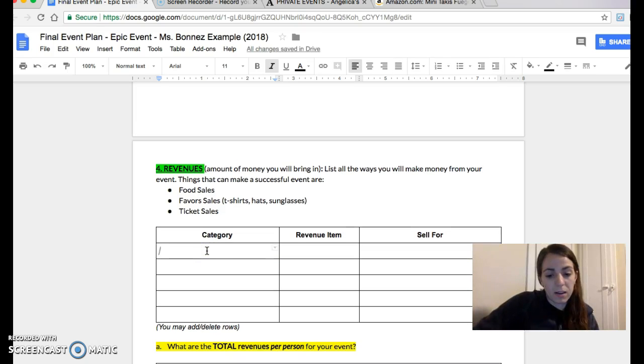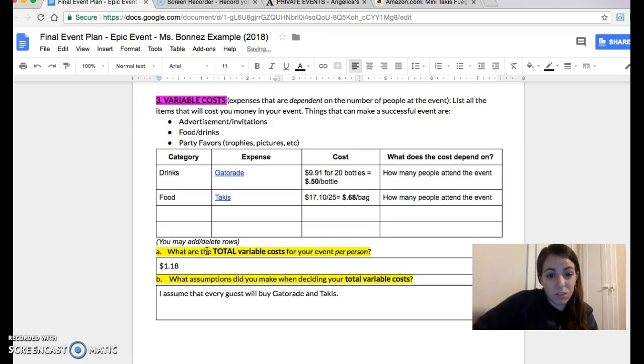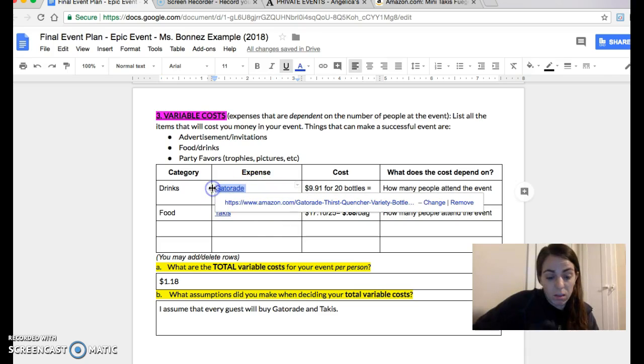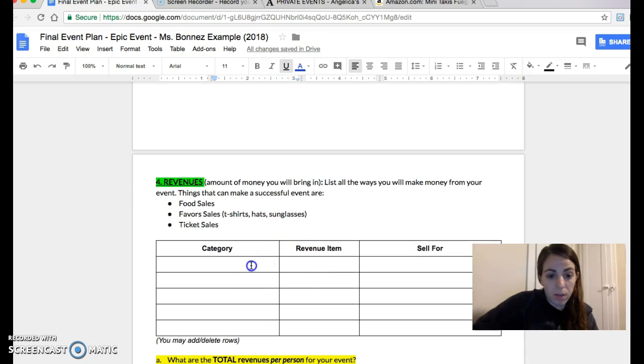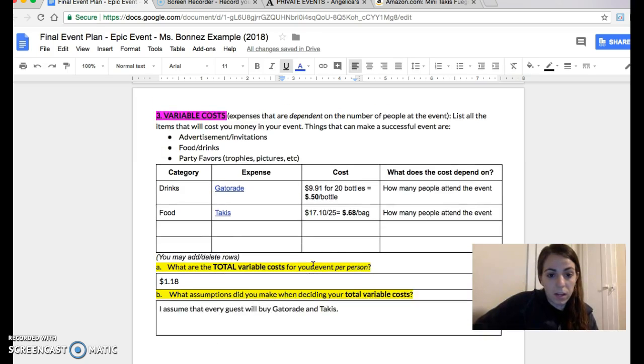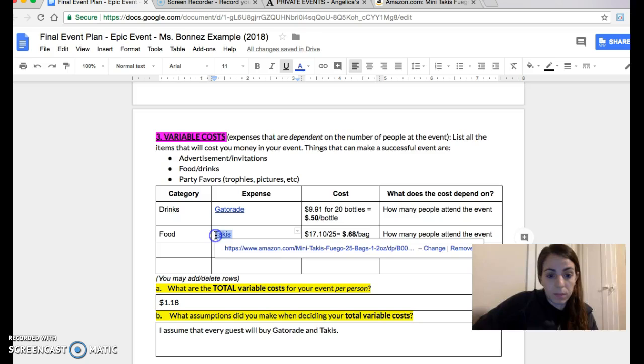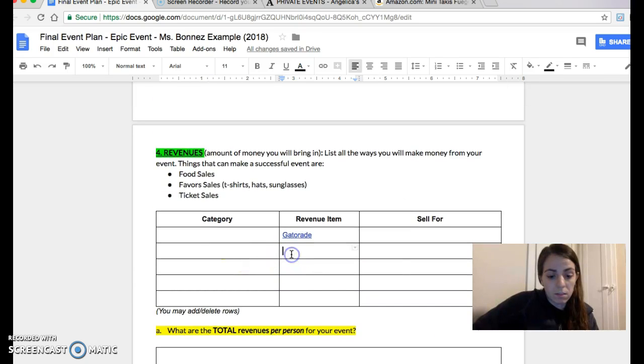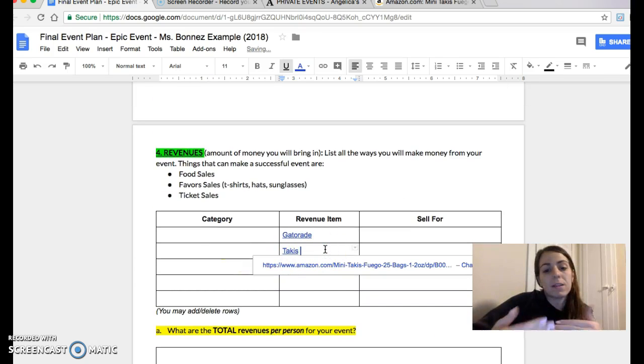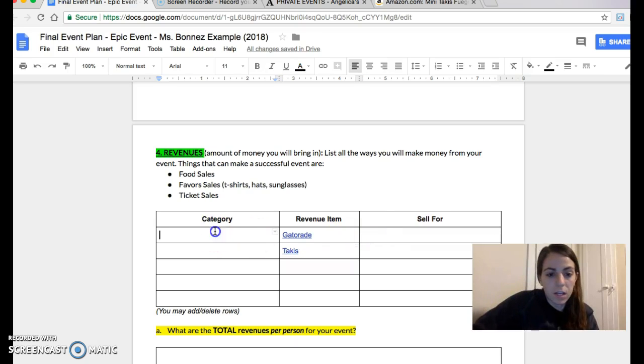And straight off the bat, this part's pretty easy because you can just copy this expense right here. So category is still drink. The revenue item is Gatorade. The revenue item here is Takis. And you don't have to copy and paste the hyperlink, but that's easy. The category is drink, and this is food. Okay, so this is where you get to inflate your prices.